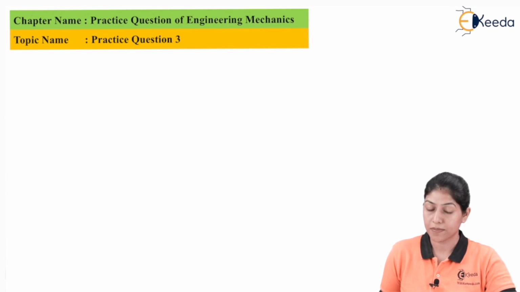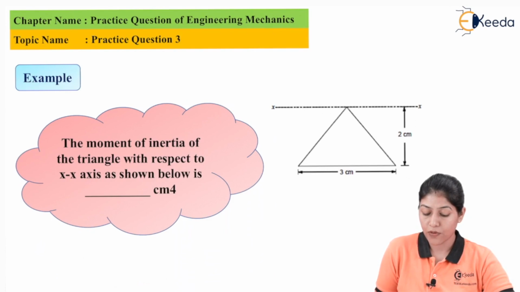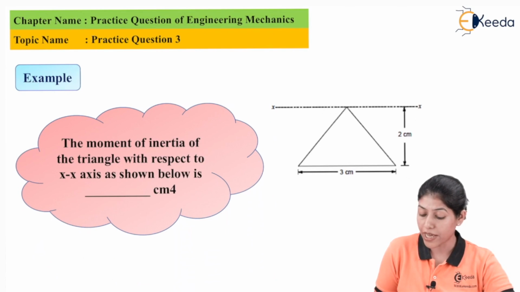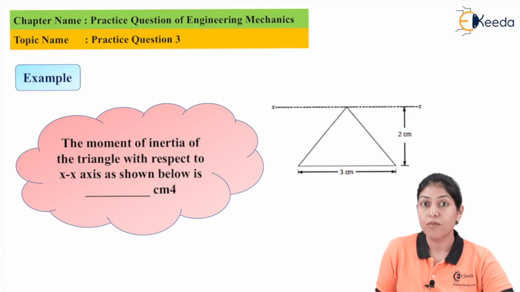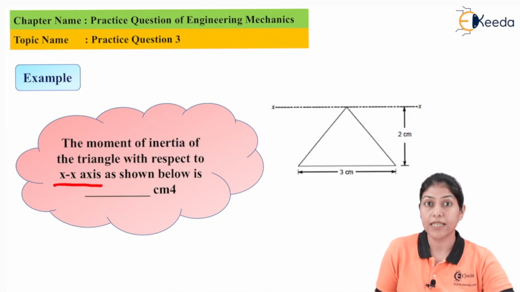The numerical is: the moment of inertia of the triangle with respect to x axis, which is shown in the figure below, is how many centimeter to the power 4. So here we have to determine the value of moment of inertia for this particular triangle, this particular shape, and this moment of inertia we have to determine about the x axis.